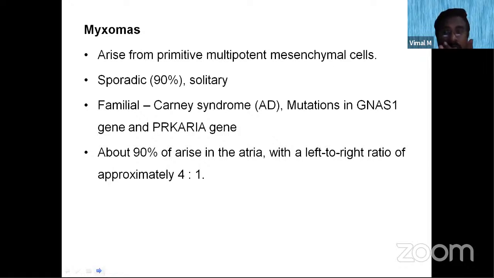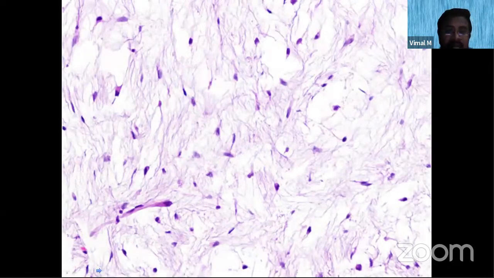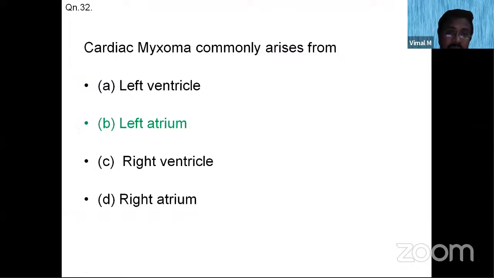Okay, so most of the myxomas arise from the atrium, and that too from the left atrium. So myxomas arise from the left atrium. Histologically, you can see a somewhat jelly-like or myxoid background. And what you can see here are stellate cells, that is, star-shaped cells, like the astrocytes in neuroglia. Similarly, those kind of stellate cells you can see in this myxoma. So the cardiac myxoma commonly arises from the left atrium.